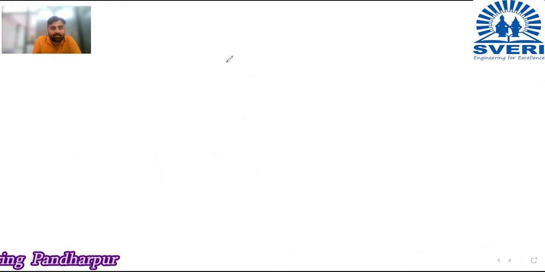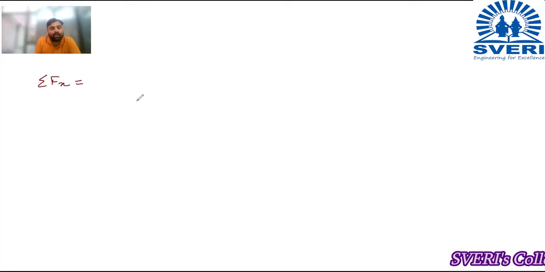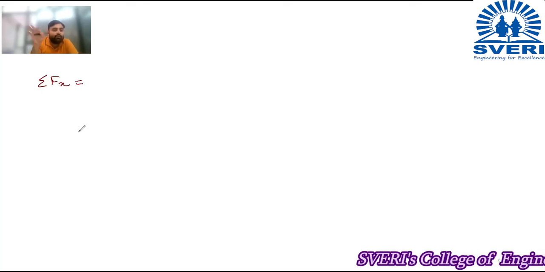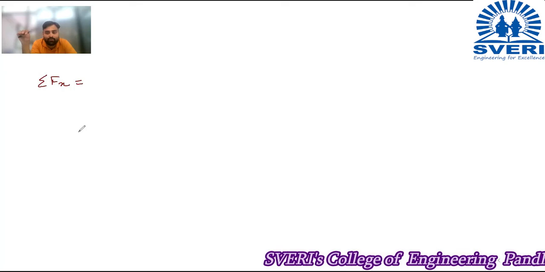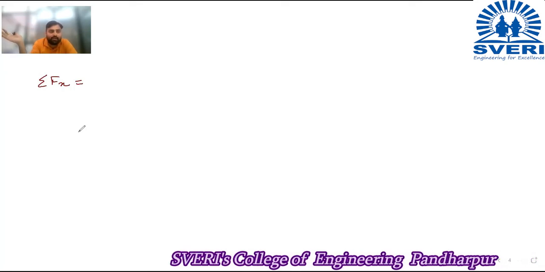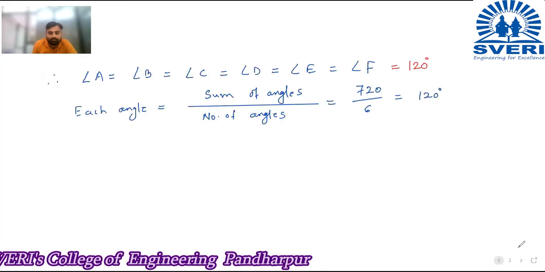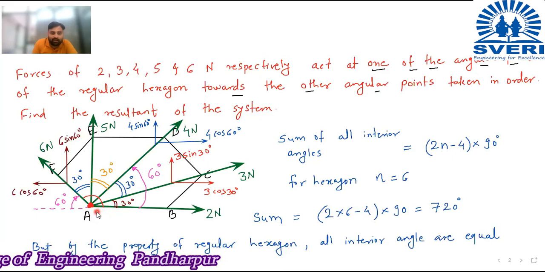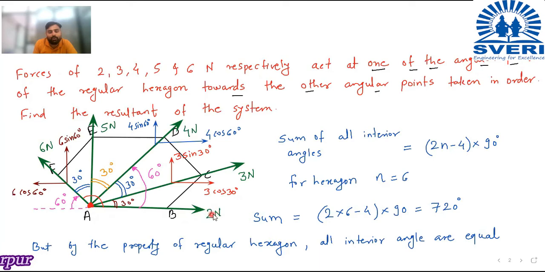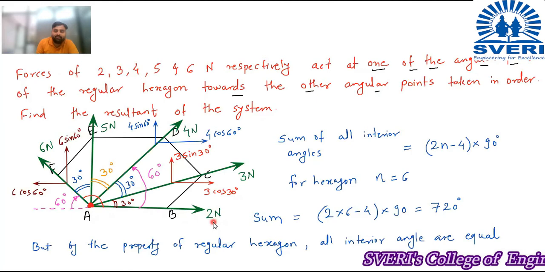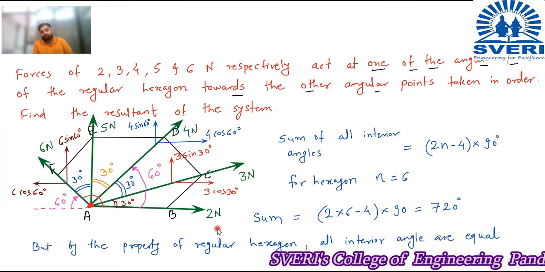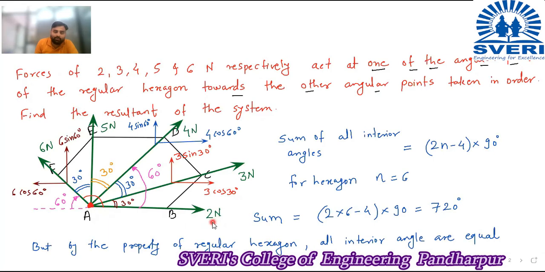So if I apply summation fx, you know that in summation fx we consider all the forces parallel to x-axis, that is the horizontal forces. If the force is moving towards right, we are taking it as positive. If it is moving towards left, then it is negative. Now see the diagram. My first force is this one, 2 Newton. It is parallel to x, hence it will come in summation fx. Is it plus or minus 2 Newton? Plus, because it is moving towards right.